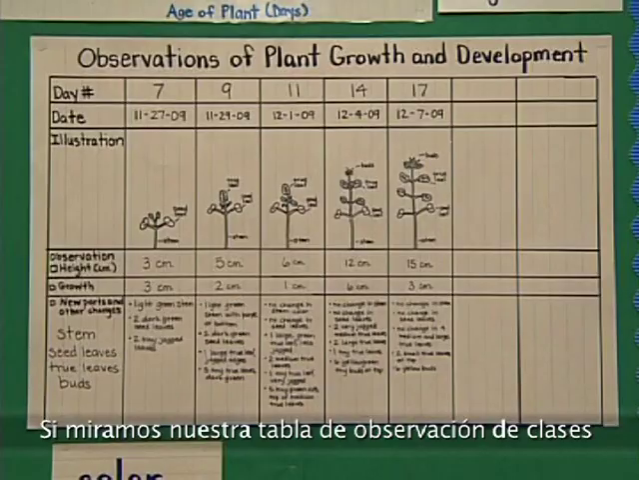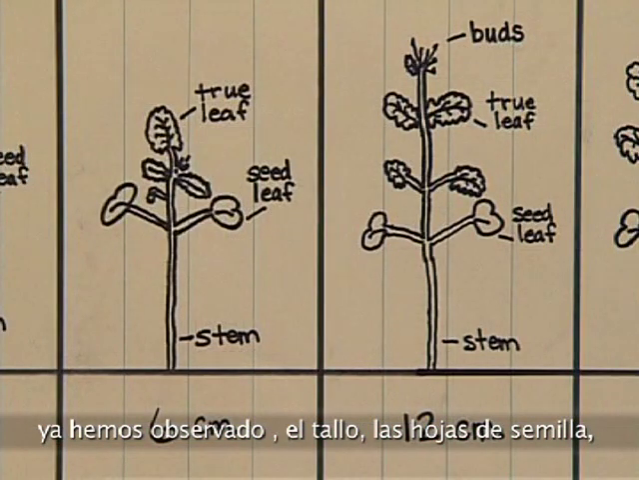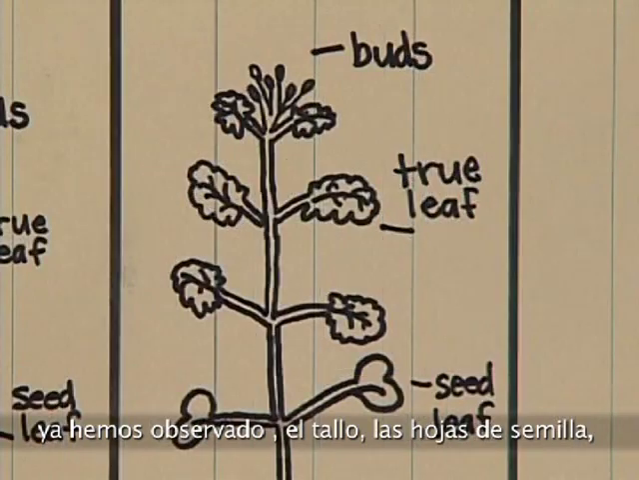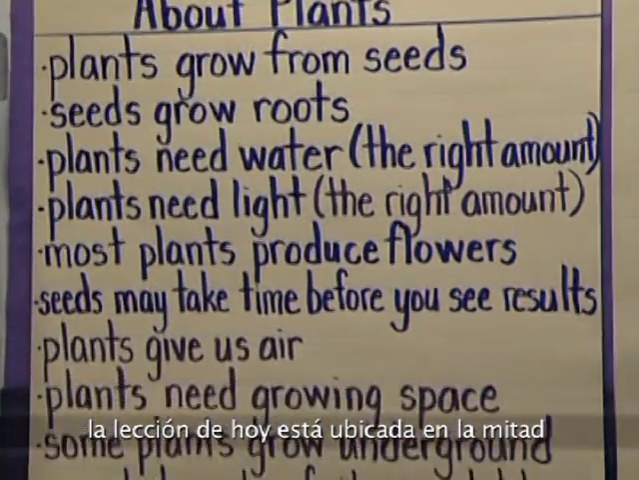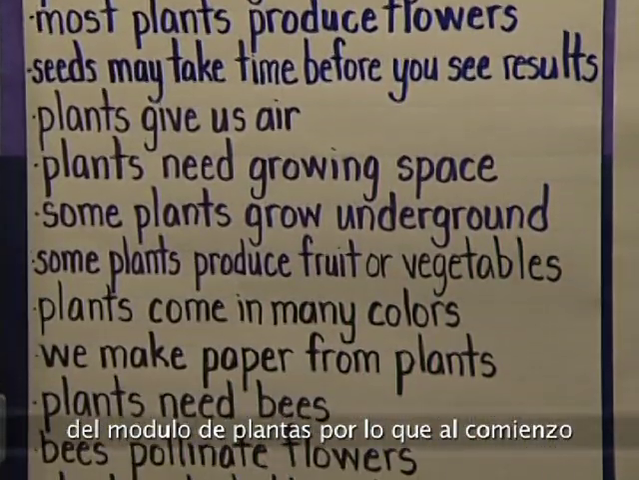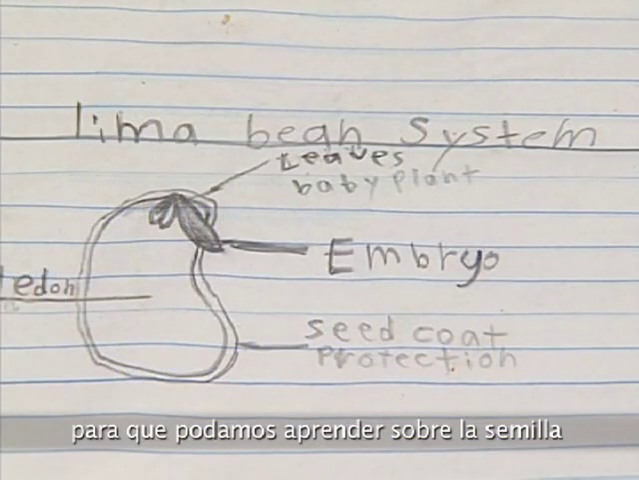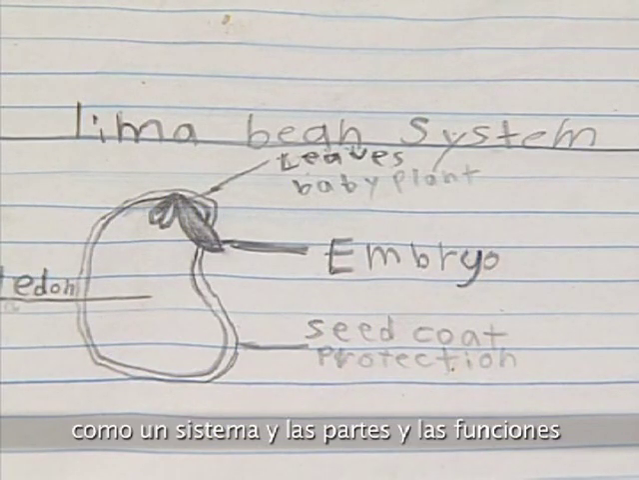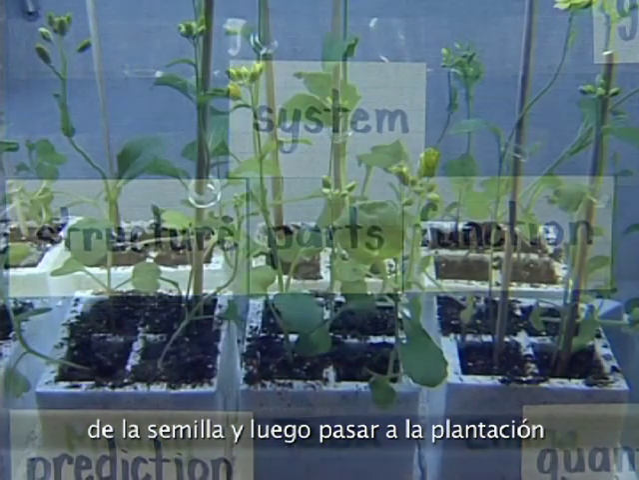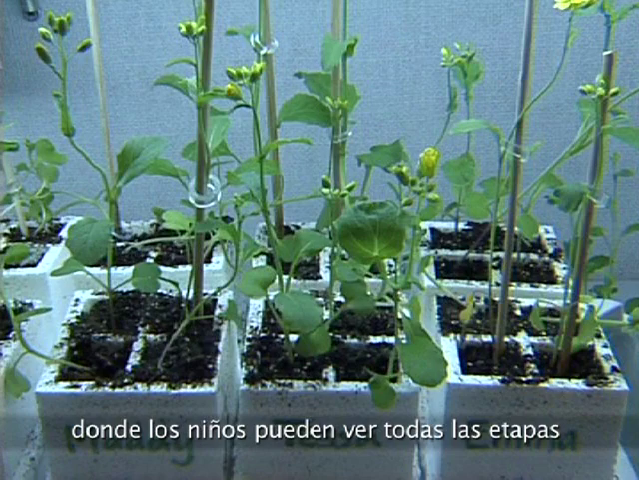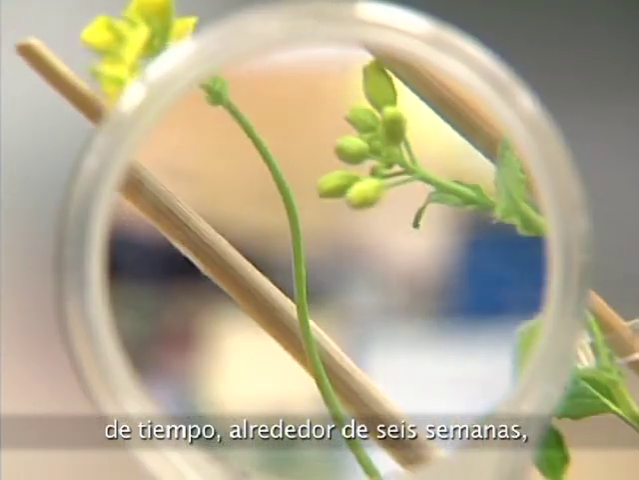If we look at our class observation chart, already we've observed the stem, the seed leaves, the true leaves, and the buds. Today's lesson fell about midway through the plants unit. In the beginning, we start by dissecting a large seed so we can learn about the seed as a system and the parts and the function of the seed. And then we move on to planting our Wisconsin fast plants so that the kids can see all of the stages of the life cycle in a very short period of time, about 6 weeks.